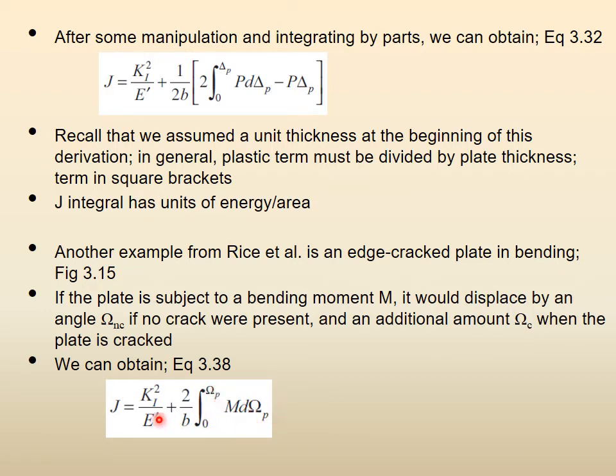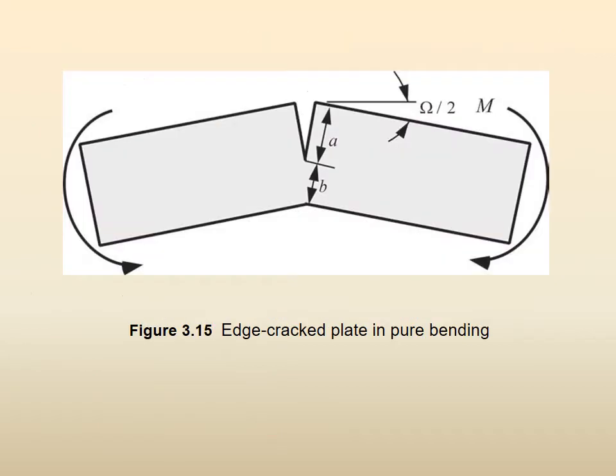Only the elastic part has gone there, and it is M d omega. So it is the bending moment, and omega is the change in the angle. So let us see the figure. This is the figure, right? The figure is very much like the hinge model, isn't it? Very much like the hinge model.